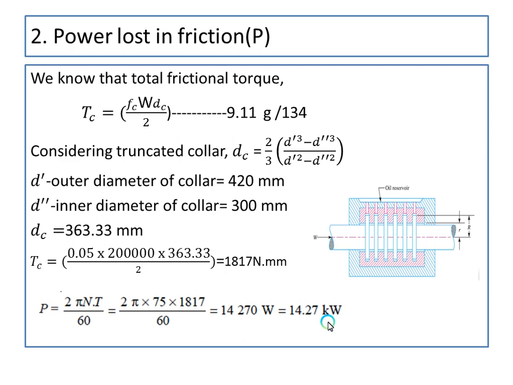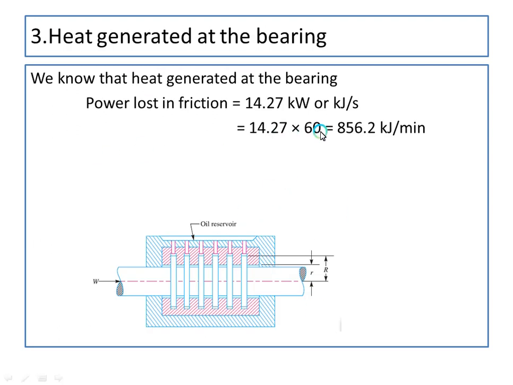And the last thing, as I told you in the previous case, in the design of journal bearings also, the heat generated at the bearing is almost equal to the power loss in friction. The same thing we will be applying in the collar bearings also. Whatever friction is experienced by the collar will generate heat, and the same can be taken as the value of power lost in friction. For that reason, the power lost in friction will be equal to 14.27 kilowatt, which we got earlier. That will be taken as the value of heat generated.